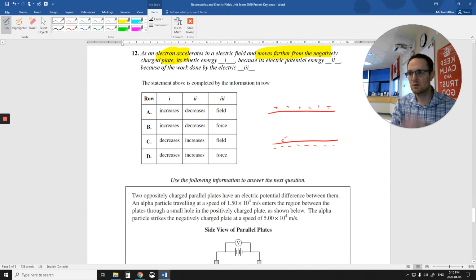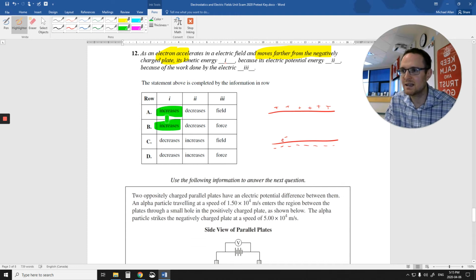So what's happening to the type of energy? As it moves further from the negative plate, it's being pushed by the negative plate and attracted towards the positive plate. Sorry, you can't see my cursor half the time. So therefore, its kinetic energy is going to increase. It's going to get faster. Okay. Now, where's that getting kinetic energy from? Well, it's getting it from the potential energy, which is also going to decrease. So both those statements are true.